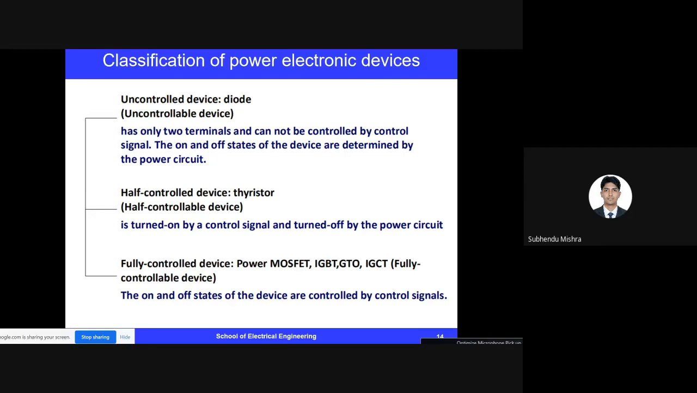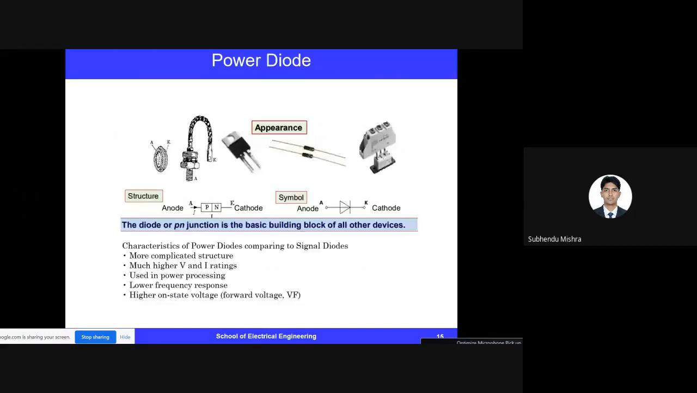And then we have the fully controlled device. For example, the power MOSFET, IGBT, GTO, IGCT. These devices can be turned on and off both. So using the gate signal, we can turn it on and turn it off.